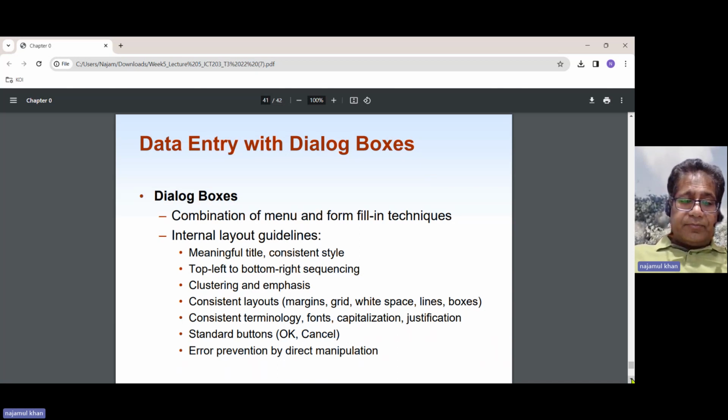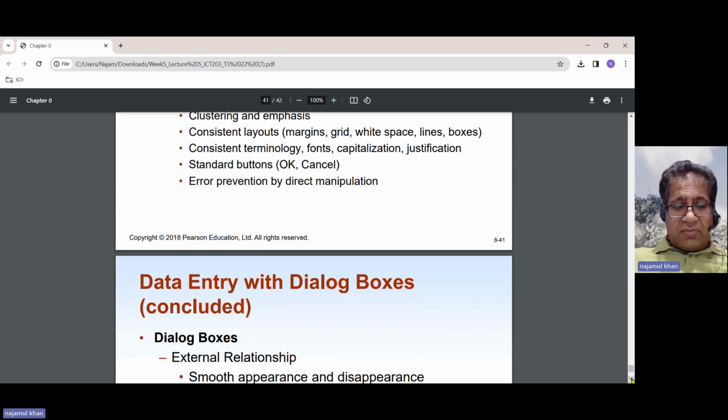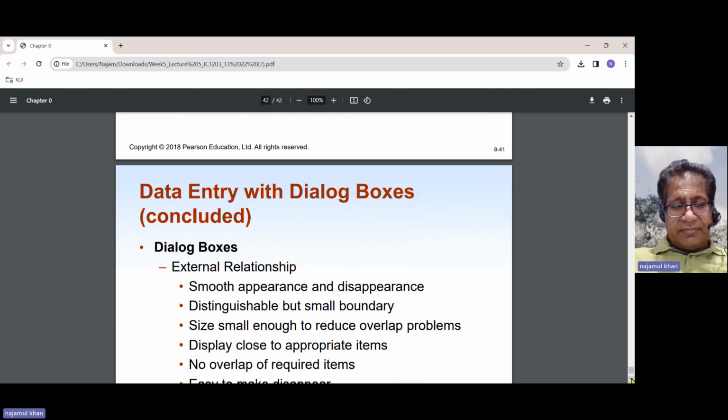Please, for your assignment number 2, use Dr. Ben Shneiderman's 8 golden rules, as many as you can, at least 5, to frame your answer. Please use in-text referencing as well. Okay, almost finished here. This is the last slide.